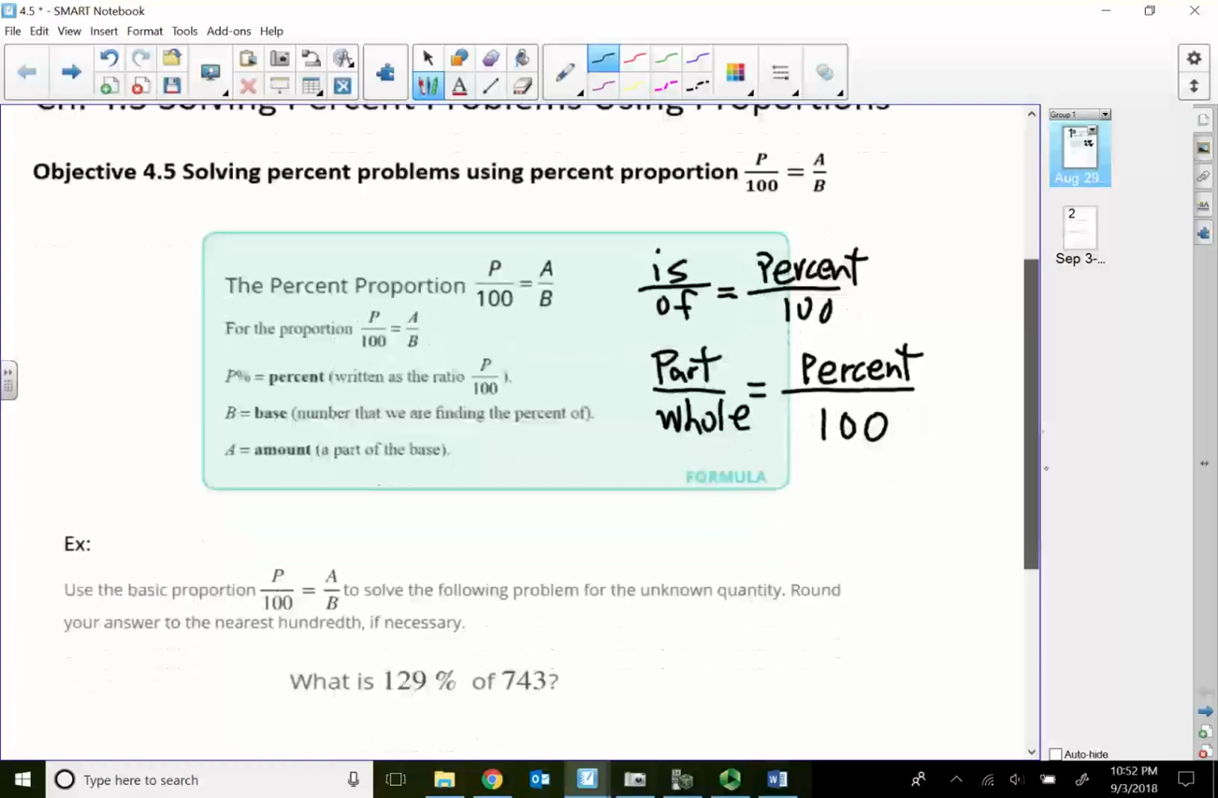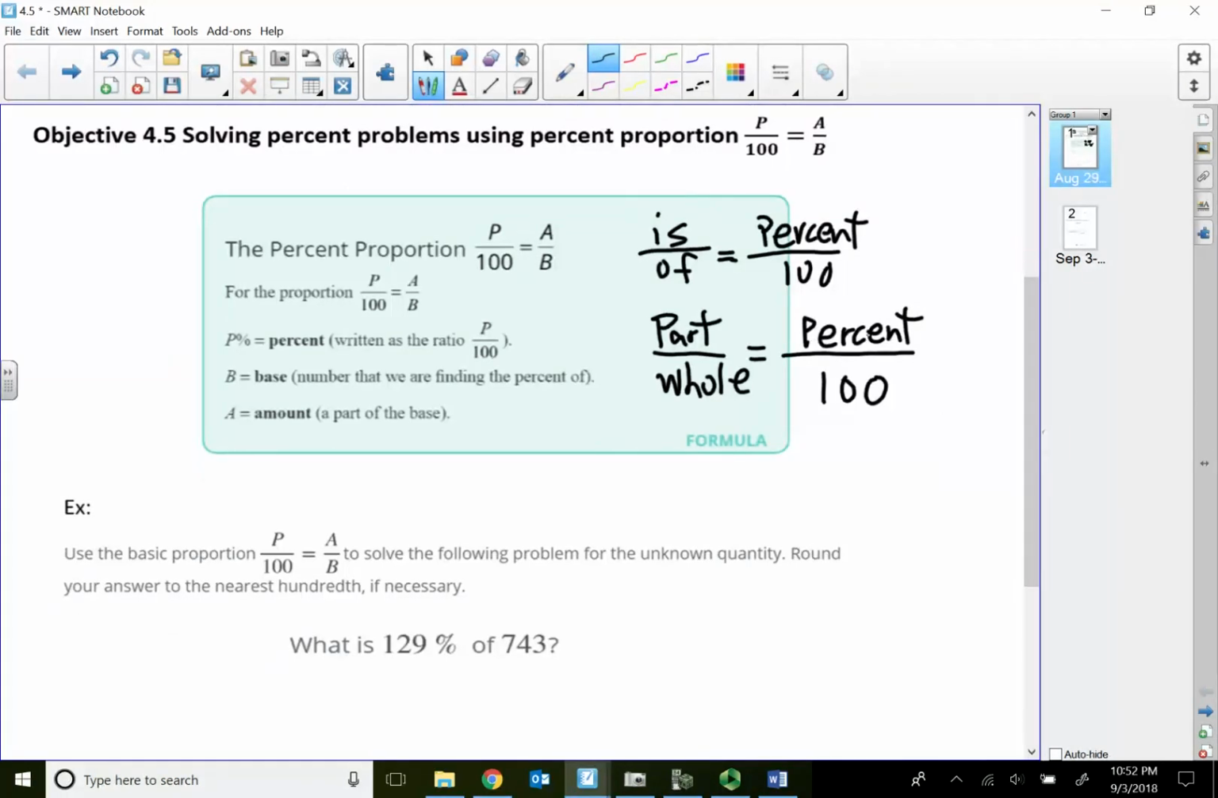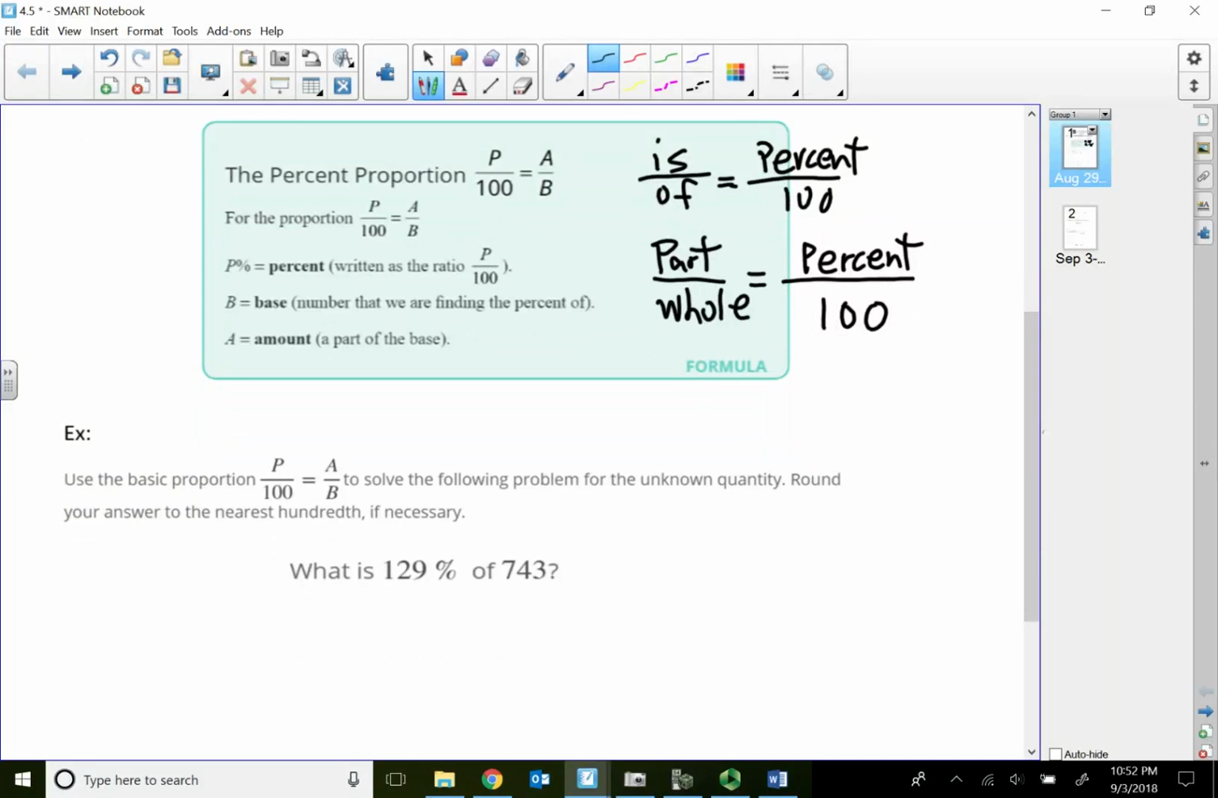So the way we deal with these problems is to be able to identify the part, the whole, and the percent. The percent is very easy to identify. What number is the part, what number is the whole, sometimes it's a little bit confusing. So I'm going to suggest this way: remember the phrase "of the total." Of the total. The total is the whole. Okay, the total is basically the whole, or the textbook calls this the base.